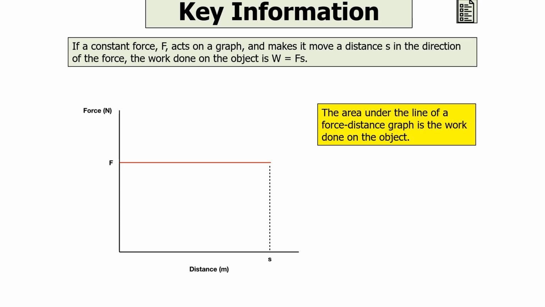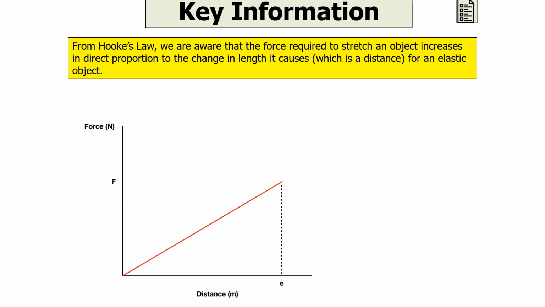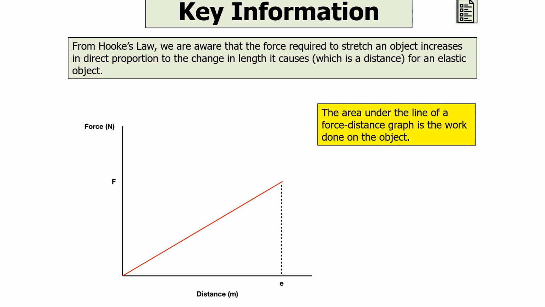Now from Hooke's law, we are aware that the force required to stretch an object increases in direct proportion to the change in length it causes, which is the distance, for that elastic object. So in this case, the area under the line of a force-distance graph is the work done on the object.